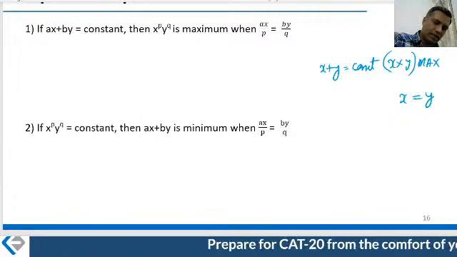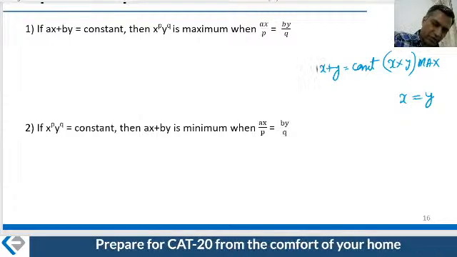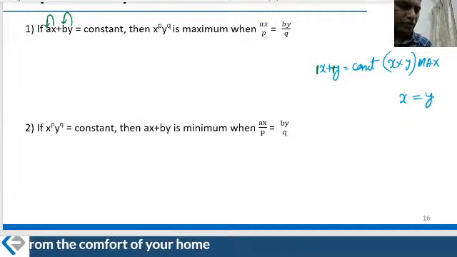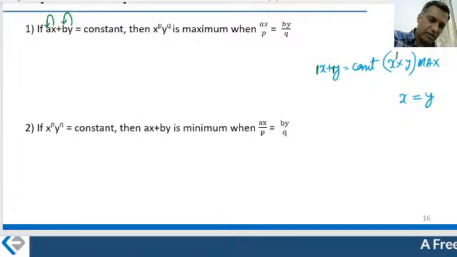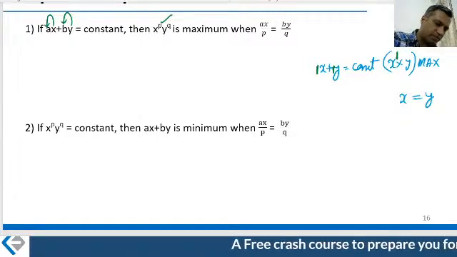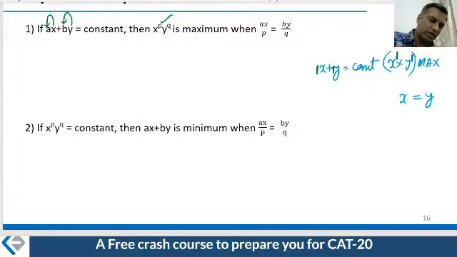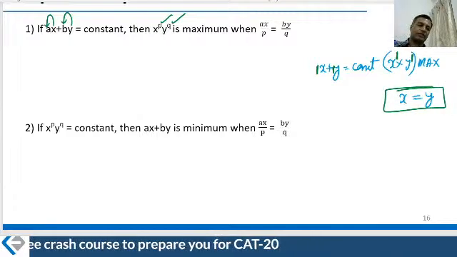Now what has happened here? The coefficient of x was 1. Here the coefficient of x is a. Coefficient of y was 1, here the coefficient of y is b. Therefore the coefficients are coming into the picture. Second, the power of x was 1, but now the power of x is p. Power of y was 1, now the power of y is q. Earlier the condition was x is equal to y.